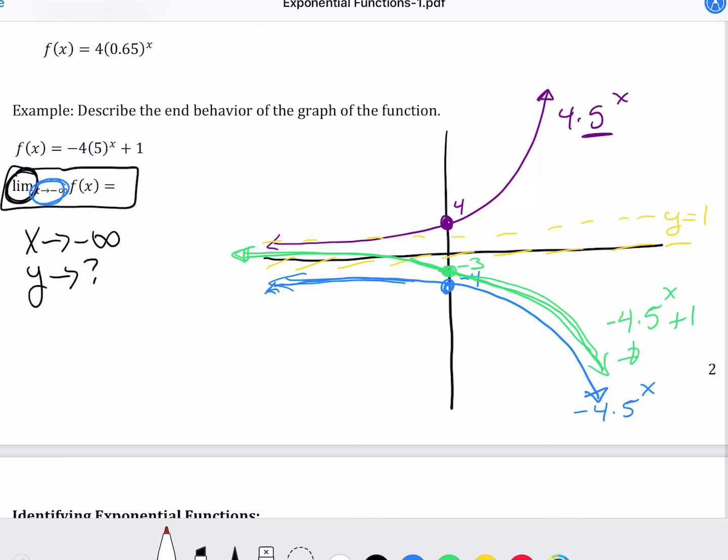So now we have to ask a question: as x goes to negative infinity, y goes to what value? What are we getting closer and closer to for the y value? So if I start tracing my final function that we're looking at, the negative 4 times 5 to the x plus 1, if I trace that going in the direction of x is negative infinity, I'm getting closer and closer to that horizontal asymptote of y is equal to 1. So we're getting closer and closer to the y value of 1. So that is going to be my final answer.